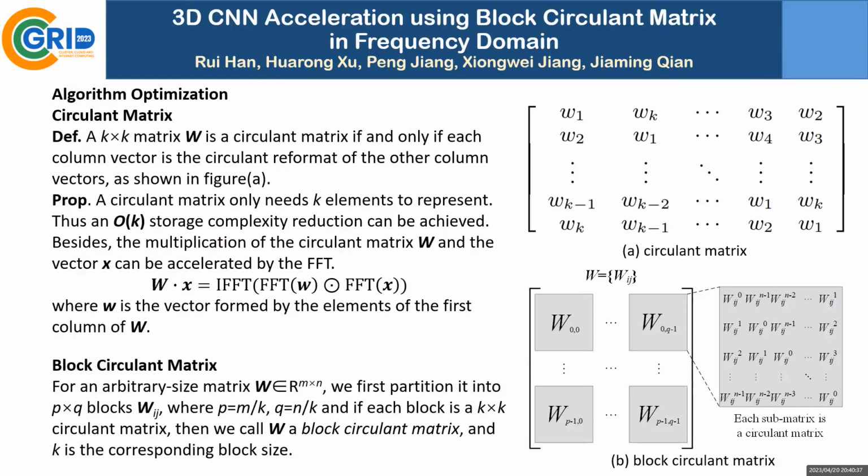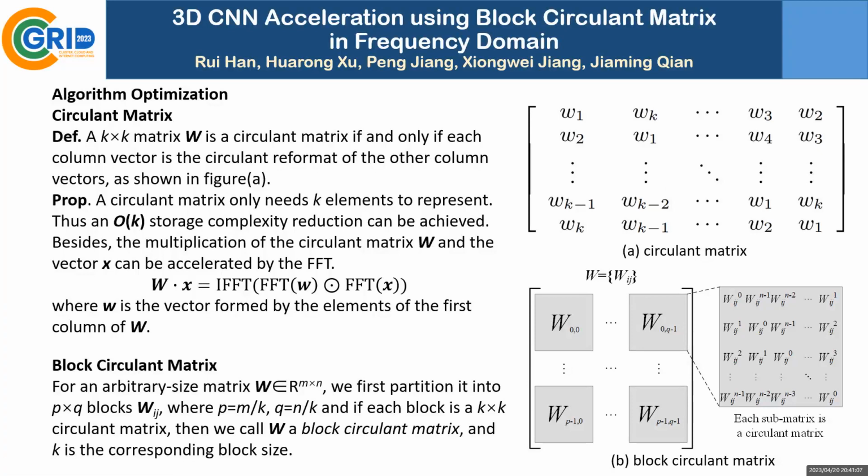Before we introduce optimization at the algorithm level, let's introduce some basic knowledge of the circulant matrix. Here is the definition of the circulant matrix. A k by k matrix is a circulant matrix if and only if each column vector is a circulant reformat of the other column vectors, as shown in Figure A.